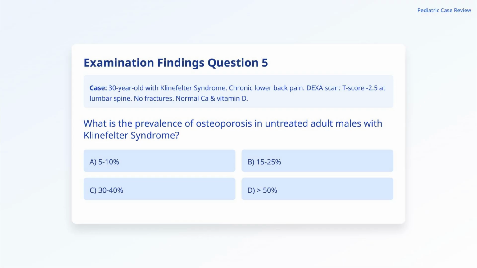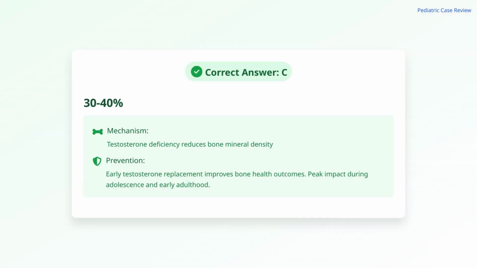Option A, 5 to 10%. Option B, 15 to 25%. Option C, 30 to 40%. Option D, over 50%. The correct answer is C, 30 to 40%. Untreated adult males with Klinefelter syndrome have significantly increased osteoporosis risk, affecting approximately 1/3 of patients.